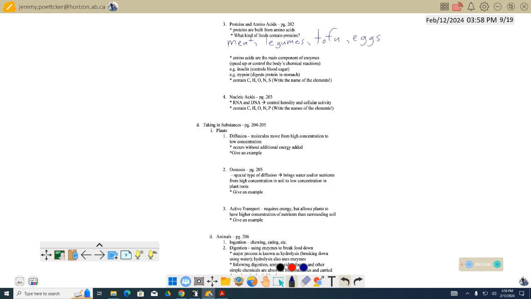They contain CHON: carbon, C, hydrogen, H, oxygen, you already have those ones. And this is a new one, nitrogen, and sometimes sulfur, that's the S.